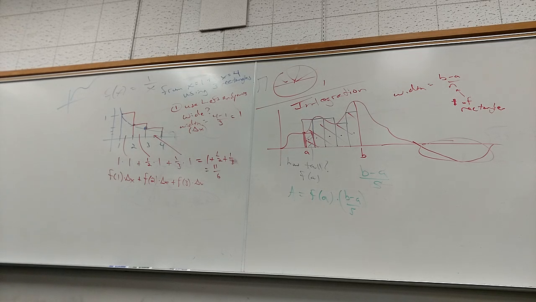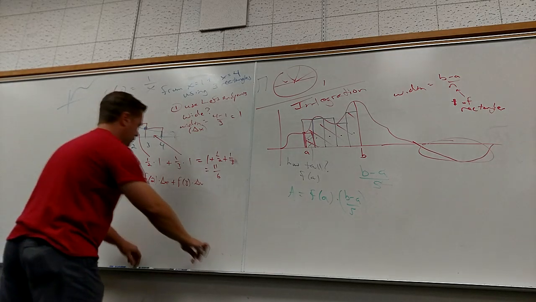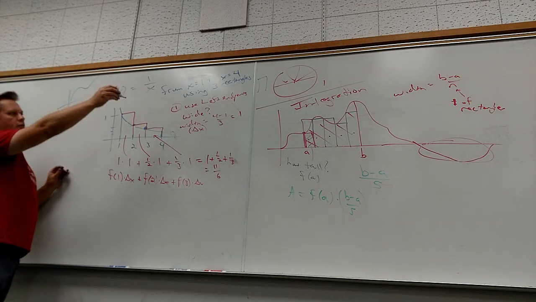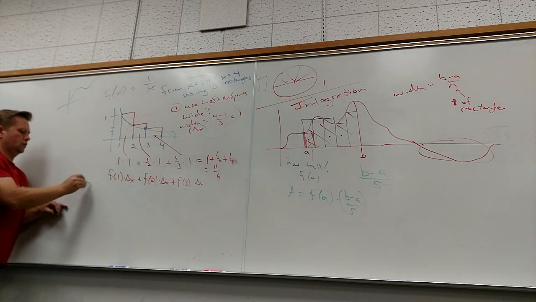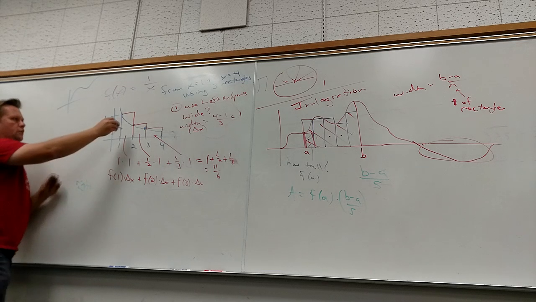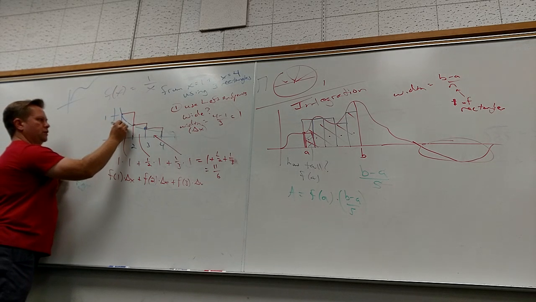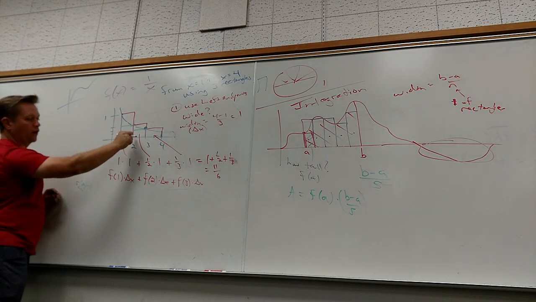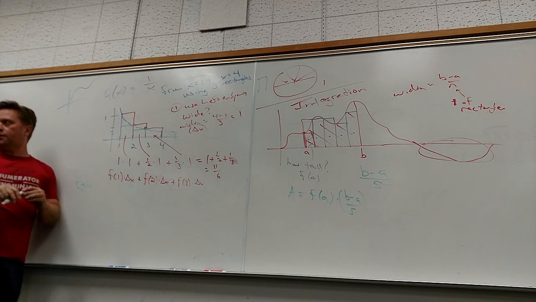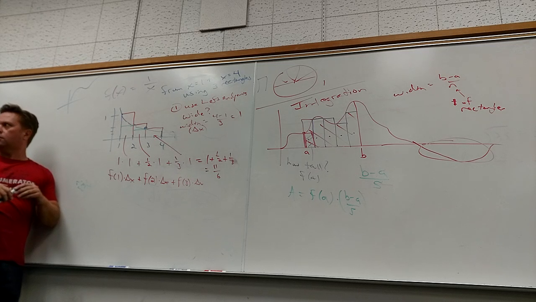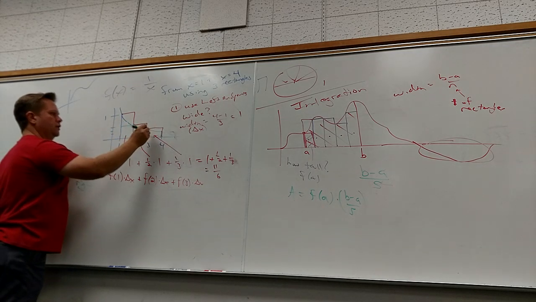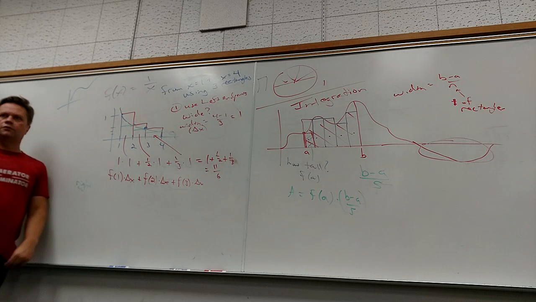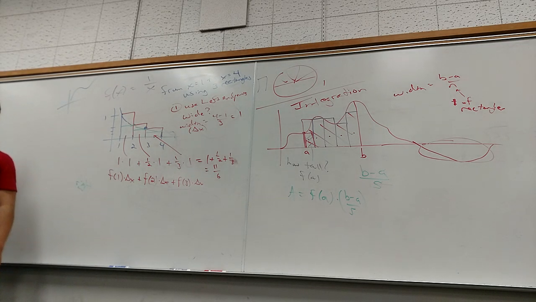So let me see if I can do this with one more color in here. If I did right endpoints, what would the first rectangle be? It would be this. The next one would be this. You see, now the height is based on the right endpoint. Is that cool? I mean, that's almost too nice to believe. And then here, this is this. So now the green is the right endpoint.